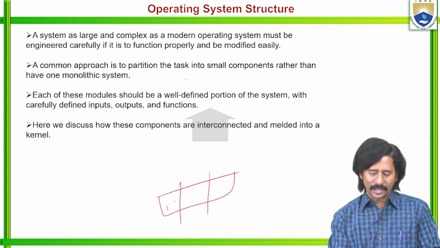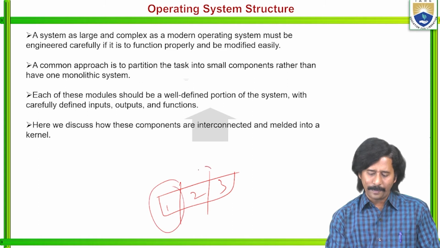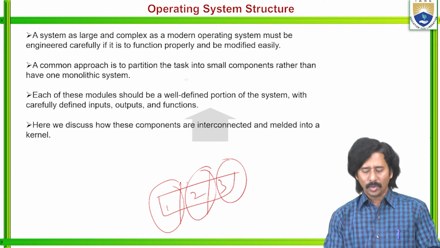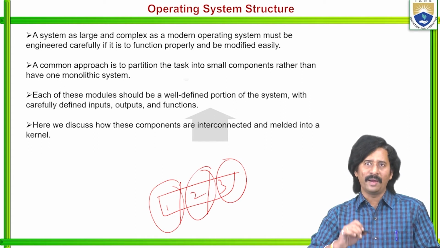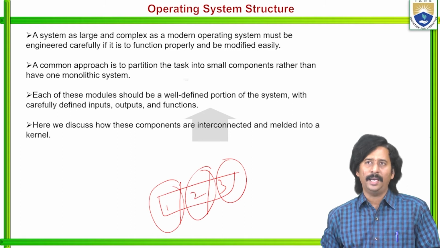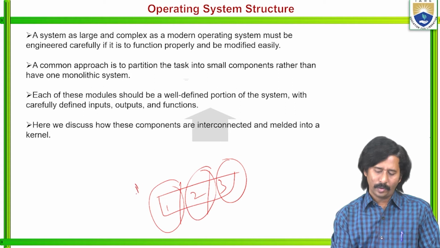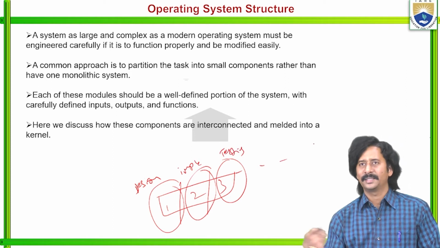This is part 1, this is part 2, this is part 3. Part 1 is executed individually, part 2 is executed individually, part 3 is executed individually. Each of these modules should be a well-defined portion of the system. For example, if we want to implement any particular application, we know the phases: first is the design phase, then the implementation phase, then the testing phase, then maintenance.